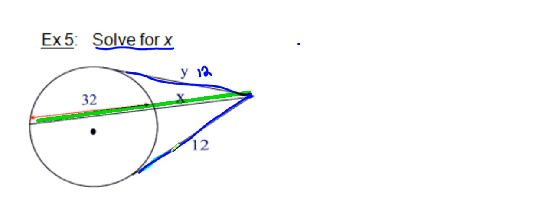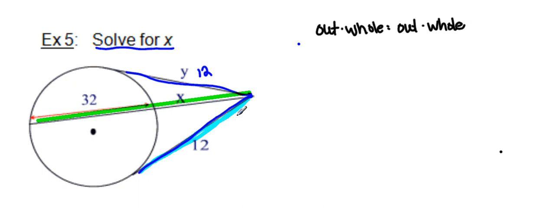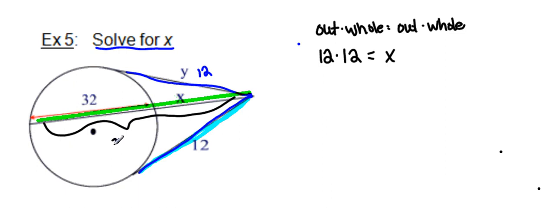I'm also going to look at my blue tangent, and I'm again going to remember that formula, outside times the whole is equal to outside times the whole. So for my blue fella, the piece that's outside the circle is 12. The length of the whole segment is also 12. For the green one, the piece that's outside the circle is x. The length of the whole thing is going to be the 32 inside the circle plus the x outside the circle, or in other words, x plus 32.